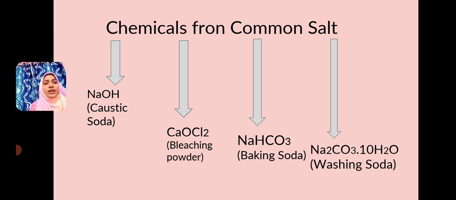Chemicals which we get from common salt, which we can see in our daily life, are caustic soda, NaOH, and bleaching powder, CaOCl2. We use bleaching powder to clean our bathrooms, floors, right? To kill the bacteria, we use bleaching powder.